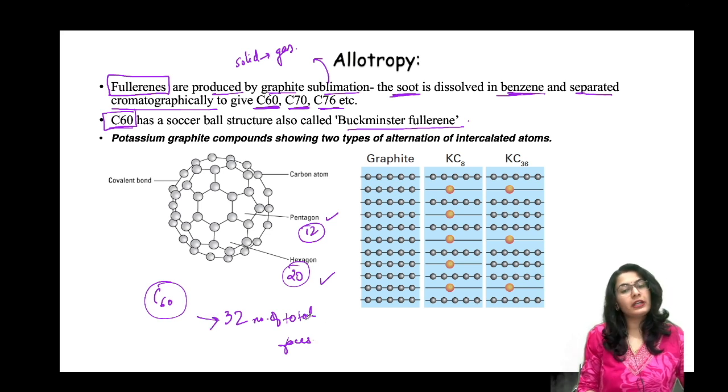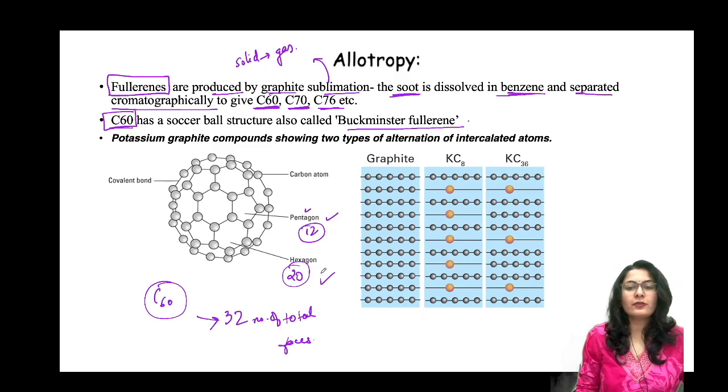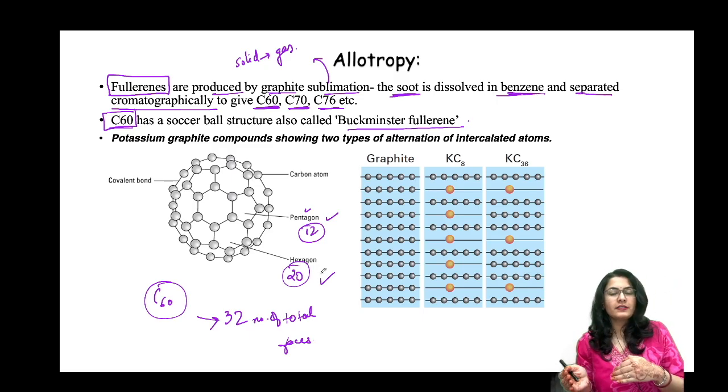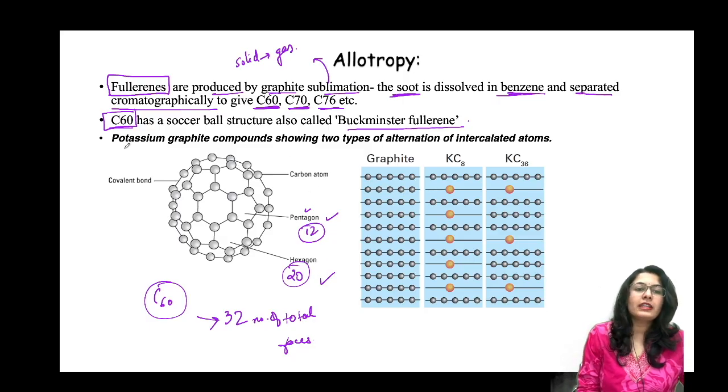And if they're asking you individually, 12 pentagon, 20 hexagon. Just remember that. Alright, so now guys, we are going to move onwards and talk about graphite, graphene, all of that. So, ये देखो एक important चीज है.